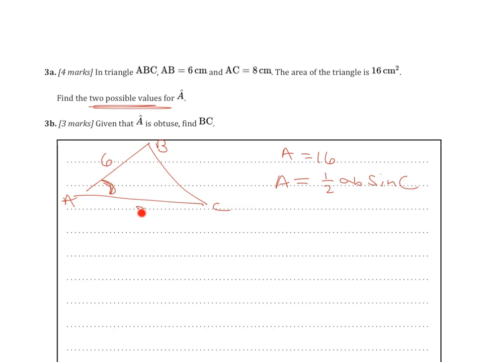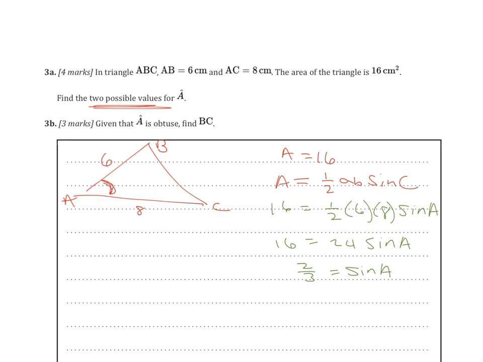And in this case, we have the two sides, and we're trying to find the angle between them, and we have the area. So we can substitute in to solve. We know the two sides are 6 and 8, and the angle between them is angle A, and the area is 16. So I get 16 equals 24 sine of A, which gives us 2/3 equals sine of A.